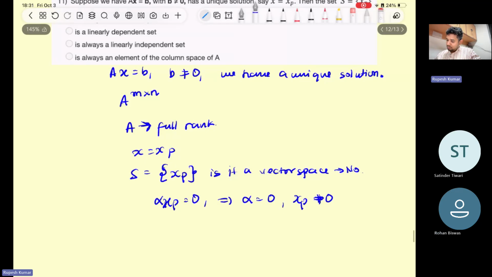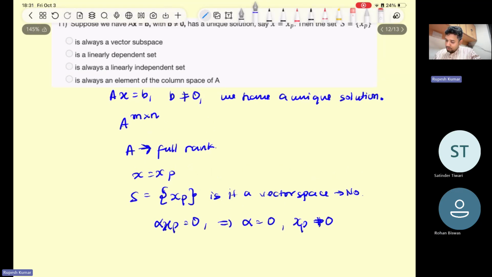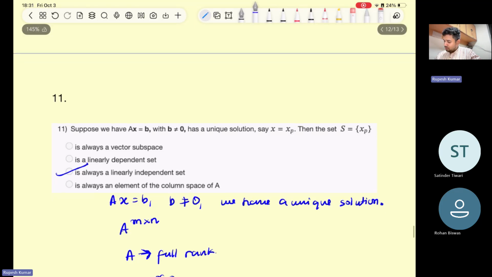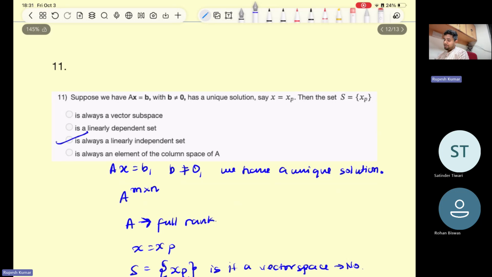So yes, x_p is non-zero, so it's linearly independent. Is it an element of the column space of A? Ax equals b. The column space of A is essentially b, right? The space spanned by the matrix. Well, sorry, let's say A is m cross n and x is n cross 1. The column space will be m cross 1. So these are not the same, so option D is not correct, right?